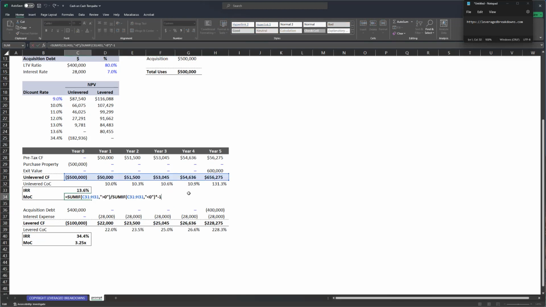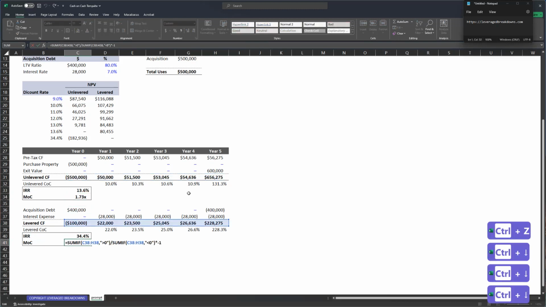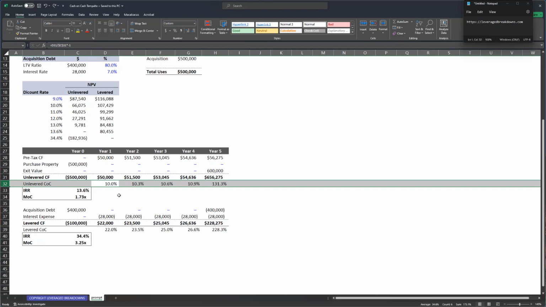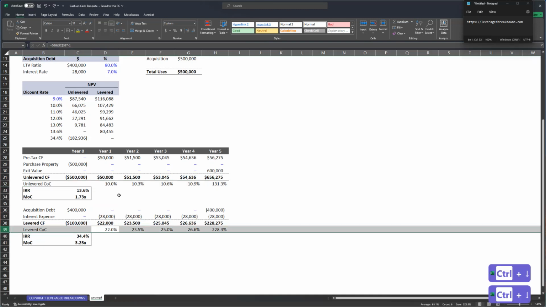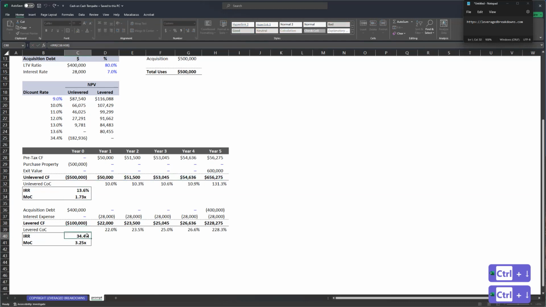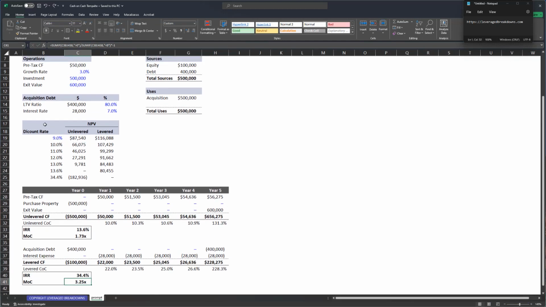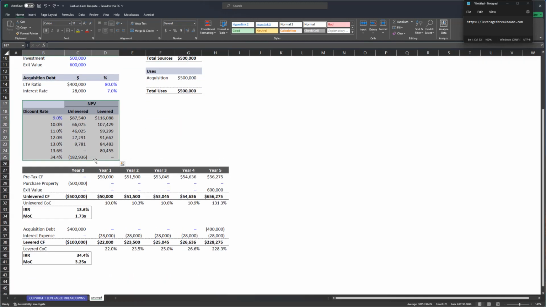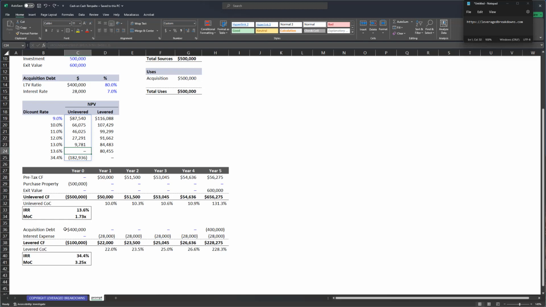This is a slightly fancy Excel formula that just takes all the positive numbers and divides them by all the negative numbers and multiplies it by -1 again so that your multiple doesn't show up as a negative number. Same exact math here, just on the levered cash flows. So we've covered quite a bit in this video thus far. We've got your unlevered cash on cash return, your levered cash on cash return, your IRR, your multiple, both unlevered and levered, and you've also got an NPV table up here, which frankly may not be the most helpful metric, but it's helpful to understand what's going on with an IRR.